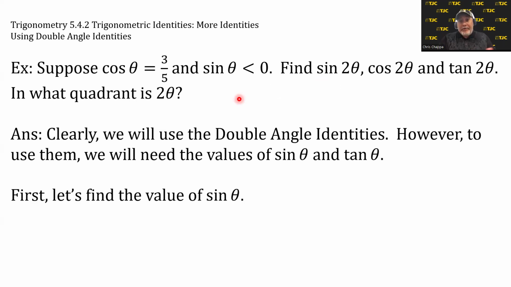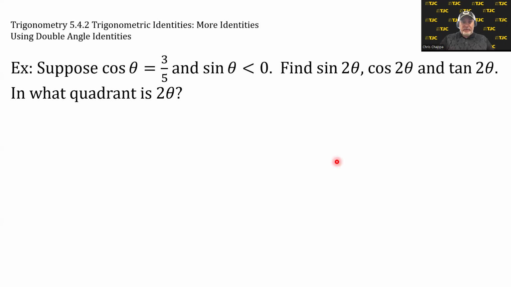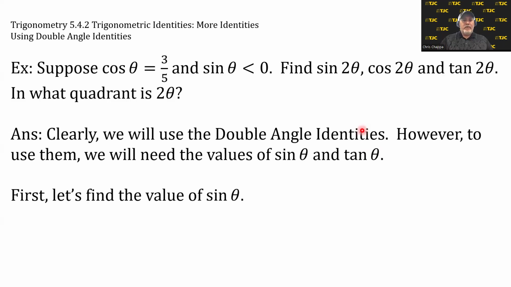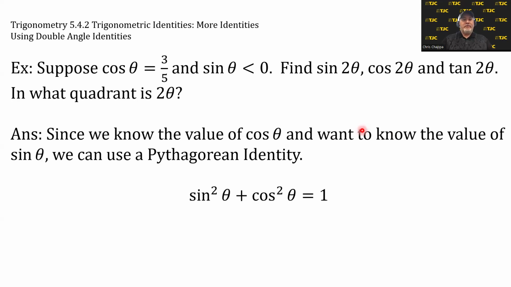Now, clearly we will use the double angle identities because all of our angles have 2 in front of them. However, to use them, we need the values of sine of theta and tangent of theta. We were given cosine of theta. That's because our double angle identities require sine, cosine, and eventually tangent. So first, let's find the value of sine. Let's think about an efficient way to do this.